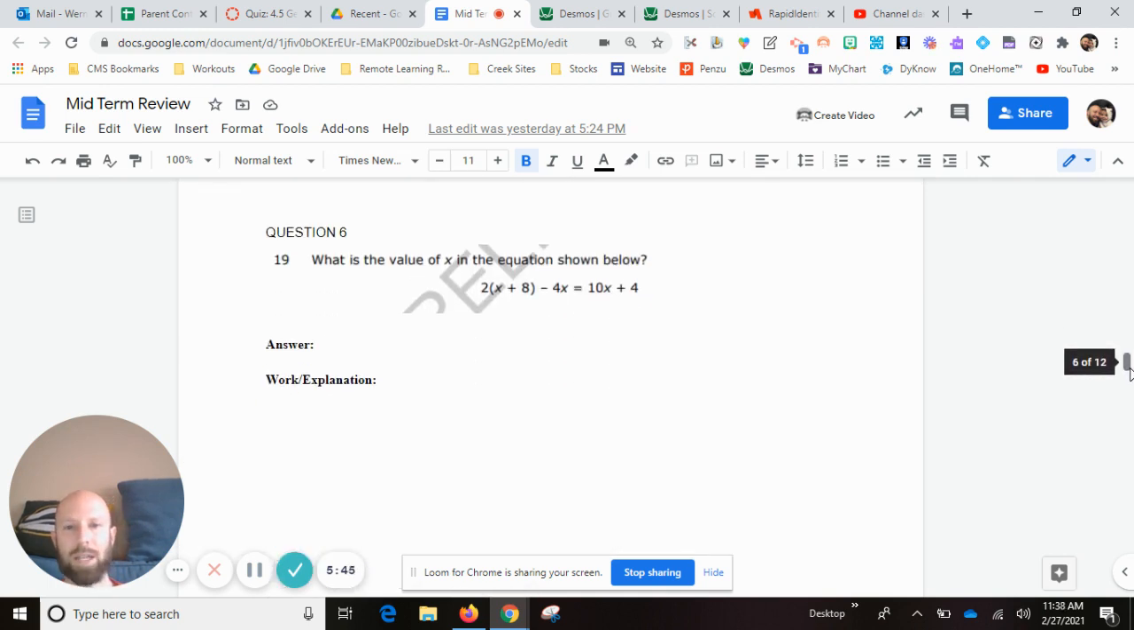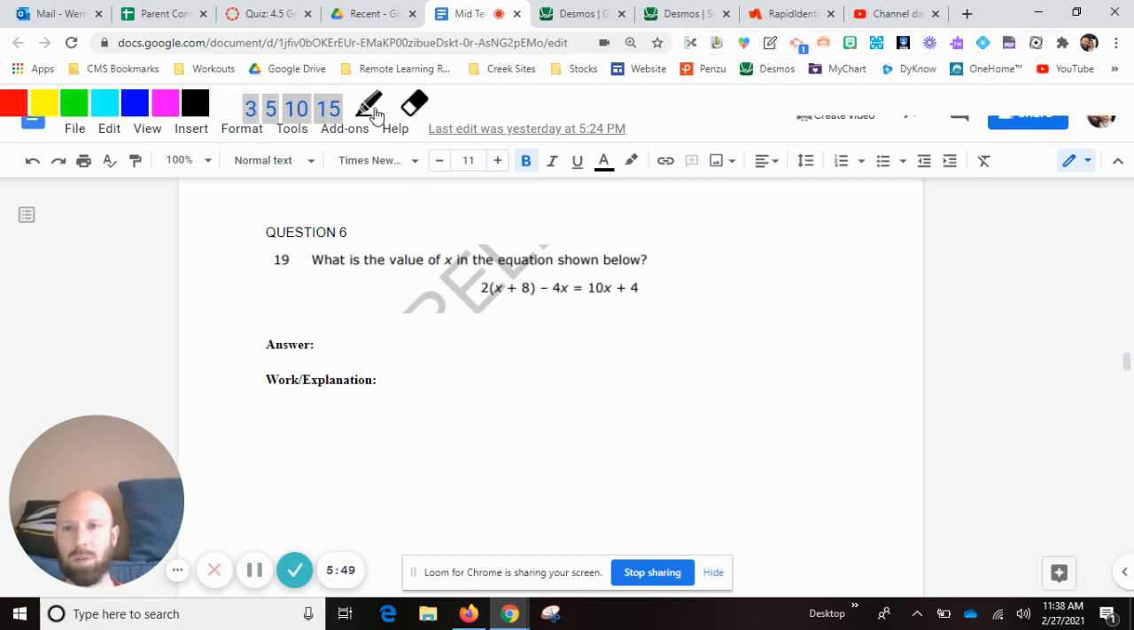What is the value of x in the equation shown below? So we're going to need to do a little distributive property. This 2 is going to get multiplied by the x and the 8. So 2 times x is 2x. 2 times 8 would be 16. Then we'll just bring down the minus 4x. And then we're going to keep our 10x and our 4 on the right side.